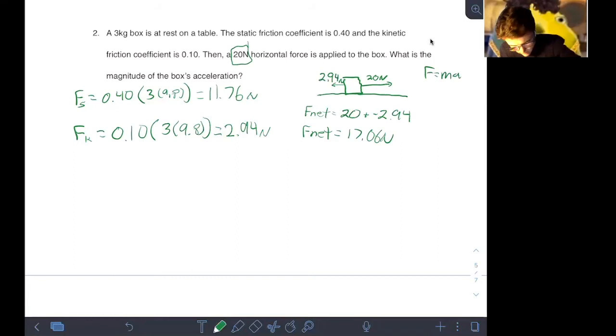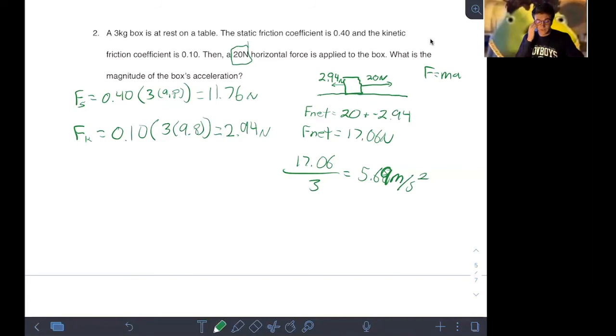Okay, and then we know, again, simple equation, F equals ma. We know the mass in this equation, so if our F is 17.06, our mass is 3 kilograms, then we know our acceleration is 5.68. We'll just round that to 5.7 meters per second squared. Okay. Yeah, so that's the acceleration of our block. So we have to take into account the friction force when we do this.